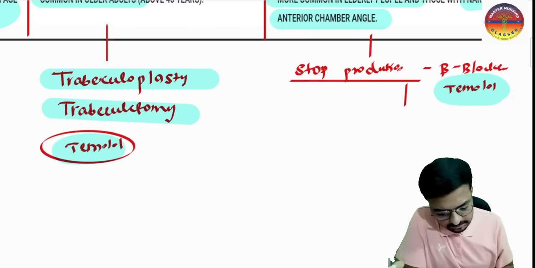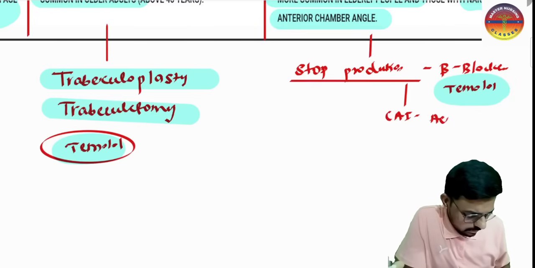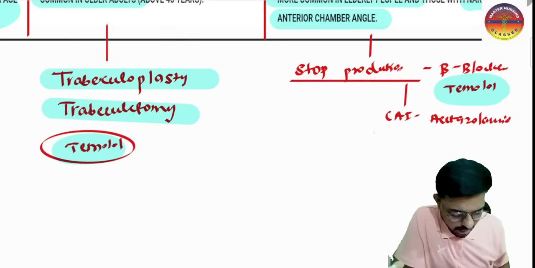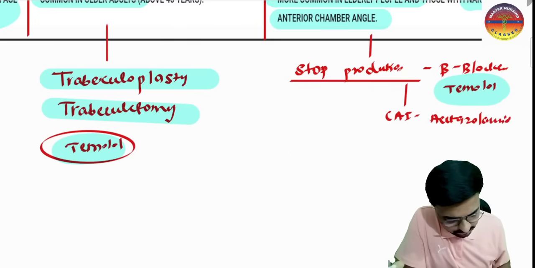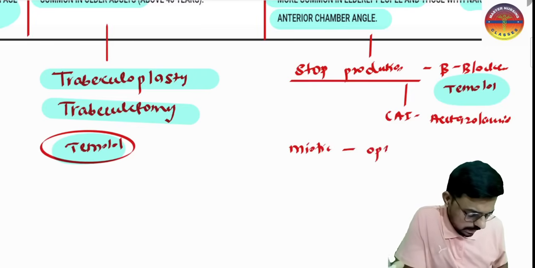So I will give the meiotics. Okay, so I will give the carbonic anhydrase inhibitor, acetazolamide, and I will also use the meiotics. So this one is to open the angle.